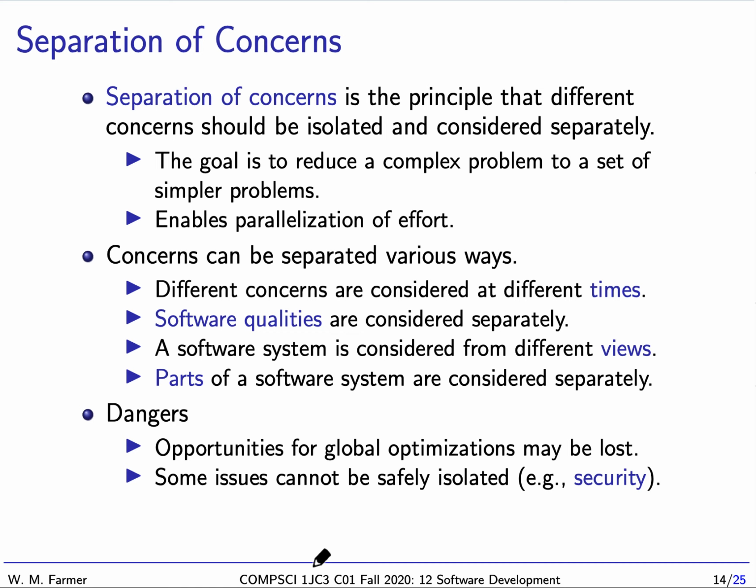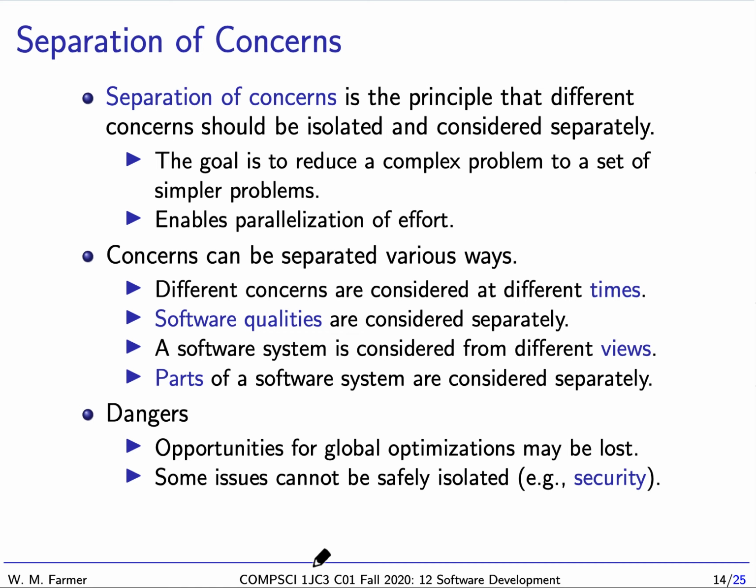Now, how concerns are separated, there's many different ways. Concerns can be separated by different times. So if you have a software product, one concern may be what happens when you start the product up, what happens later when you turn the product off. So you can separate concerns by times, you can separate them by qualities. Qualities like space efficiency or time efficiency.